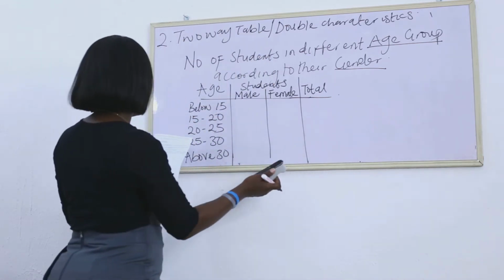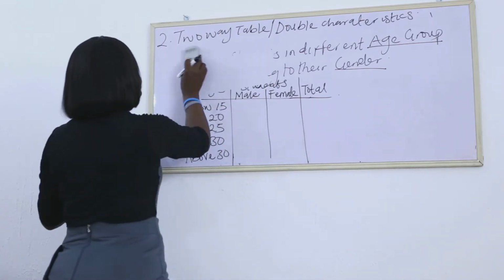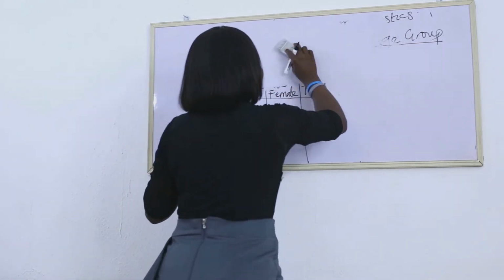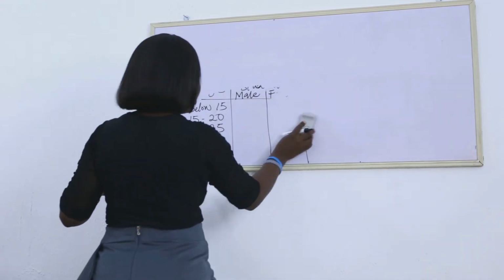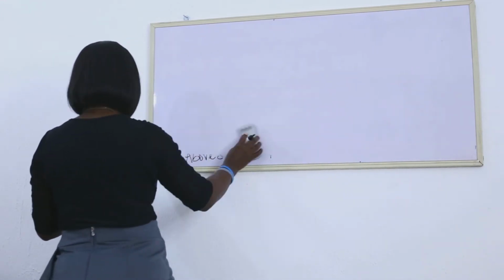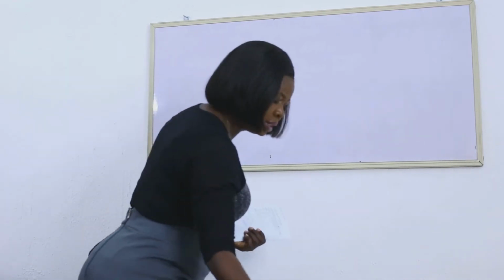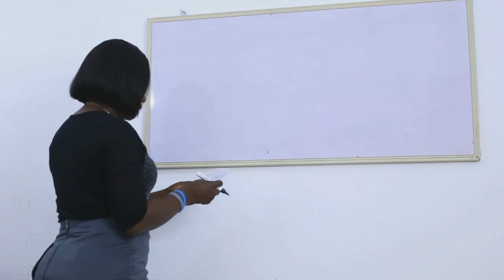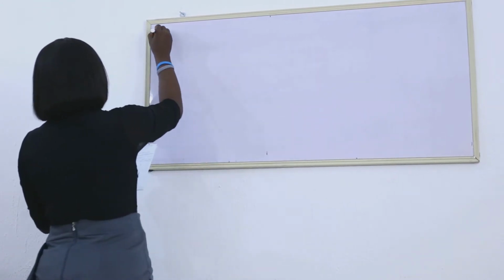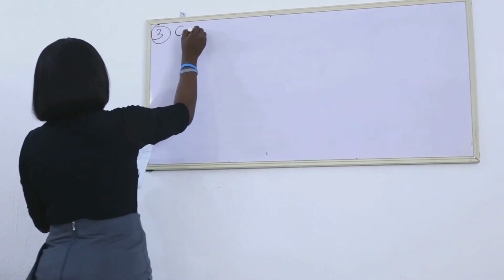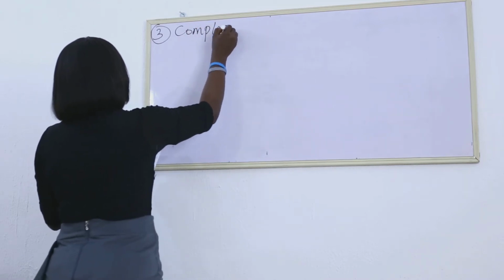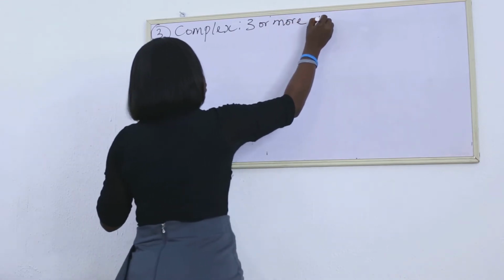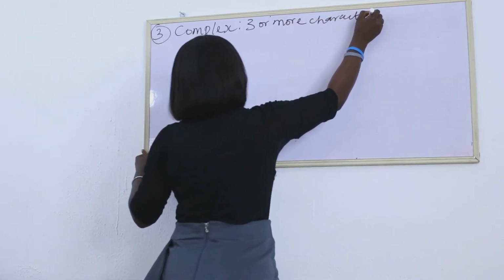Then the third example we'll be looking at is a complex table or a higher order table that shows three or more characteristics. A table that shows three or more characteristics is called a complex table. And this table 3, we said complex table, and we say a complex table shows three or more characteristics.